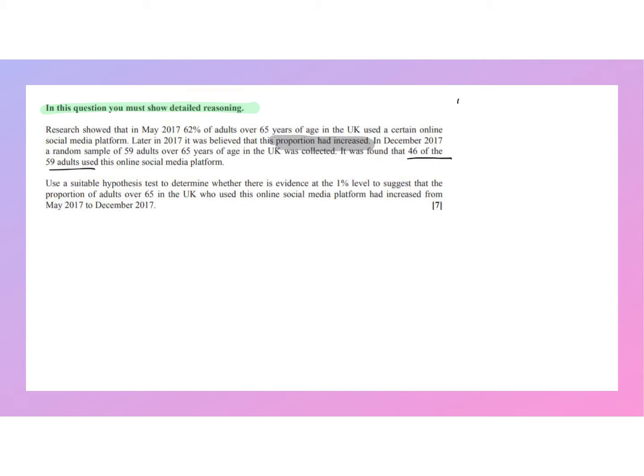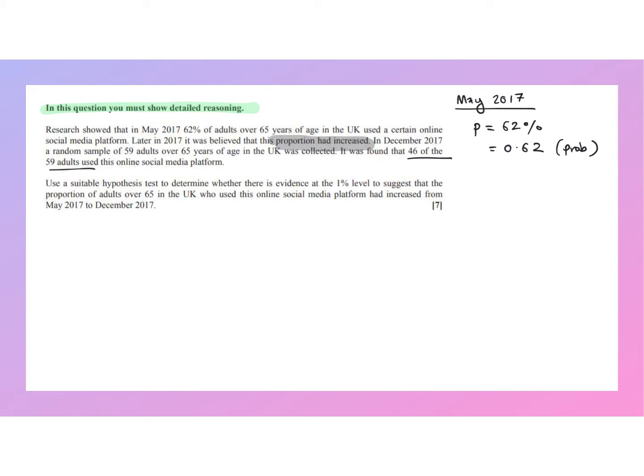So, what do we know? May 2017, we're saying that the proportion is 62% of people, which could also be written as a probability, 0.62. Now, later, it was believed that this proportion had increased. We then find that we've got a random sample of 59 adults and 46 of them were found to use the platform. Now, this is a binomial distribution.